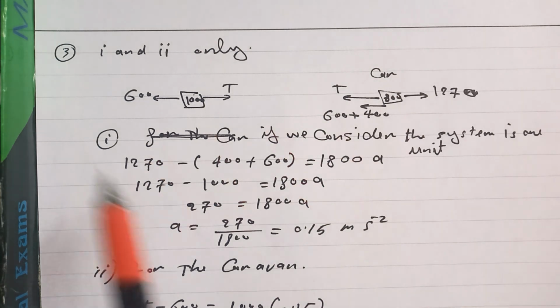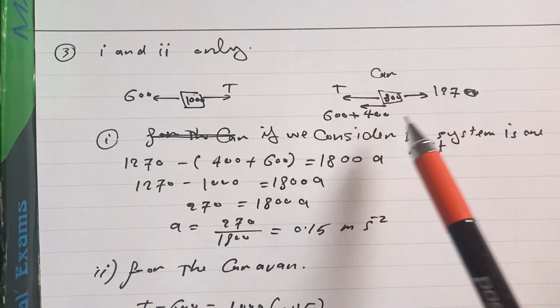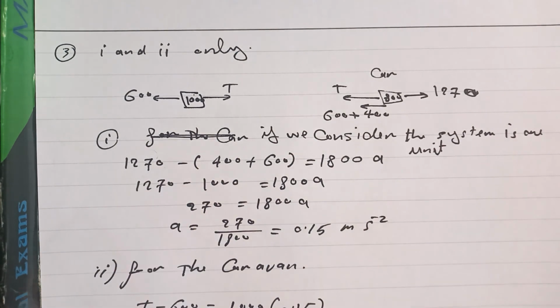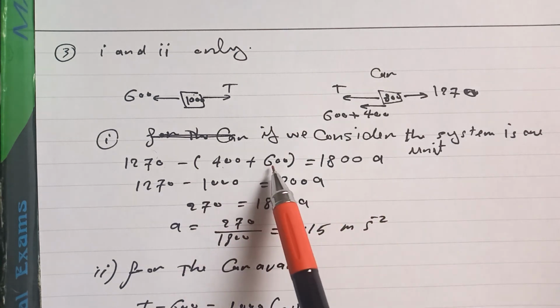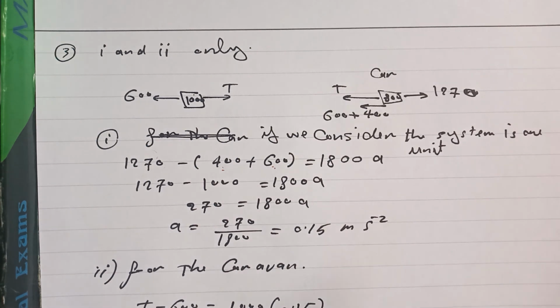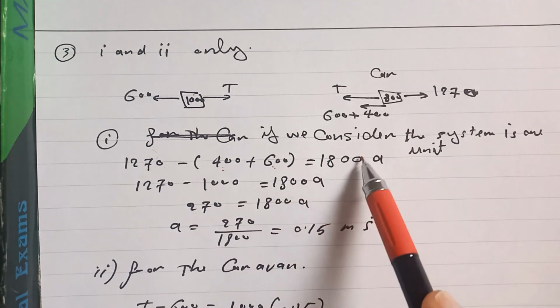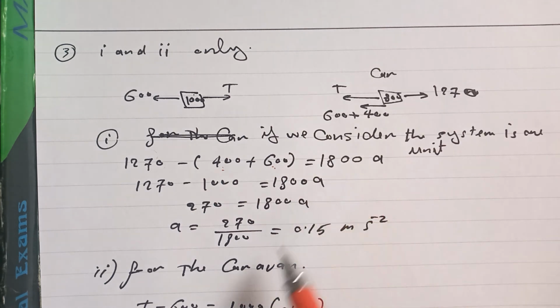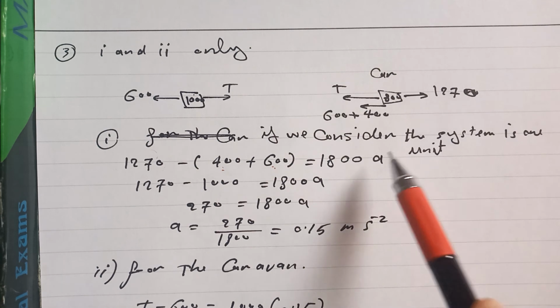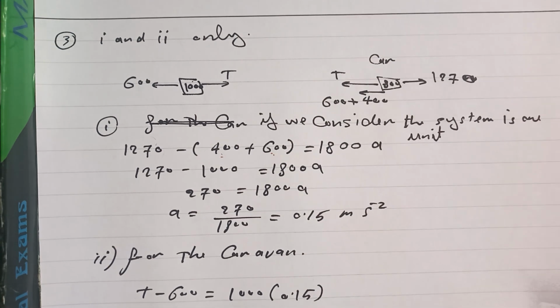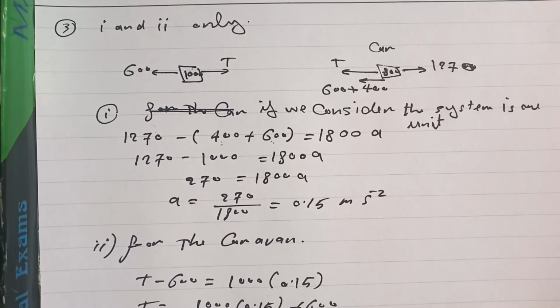Here I will treat the whole system as one unit, means the caravan and the car is one unit. If the caravan and the car is one unit, so there is a driving force, which is 1270, against two resistance forces, which is the 400 and 600, one for the car and one for the caravan, equals the total mass of the caravan and the car, which is 1800, times the acceleration of the whole system. From this equation, I can get the acceleration, which is 0.15. He said to make sure that the acceleration is 0.15, so it is 0.15.